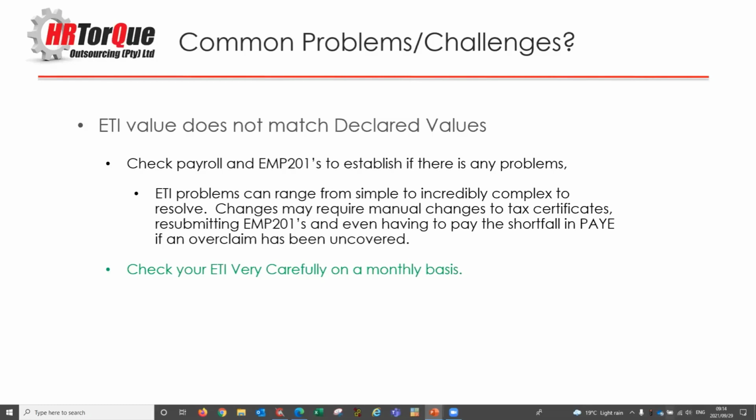If you have underclaimed and you're outside of the 6-month period, that money is potentially lost as well. So please, try and be very, very careful with your ETI. And again, check it on a monthly basis so that any adjustments can be made and that the adjustments can be put in to your EMP201s as soon as is humanly possible.